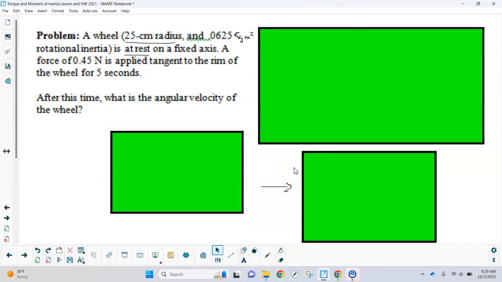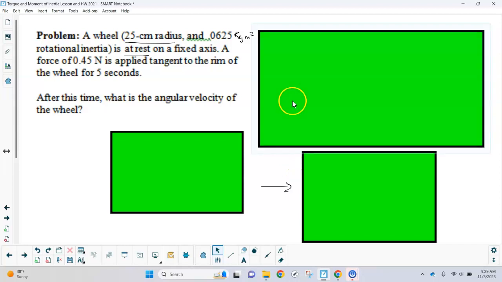So for this problem, it says a wheel, and it tells you the radius, and it tells you actually the rotational inertia. It says is at rest on a fixed axis, and then a force of 0.45 newtons is applied tangent to the rim of the wheel for a total of 5 seconds, and we want to figure out what's the angular velocity of the wheel after that time. So this is rotational kinematics and our torque idea in one problem, so that's not bad.